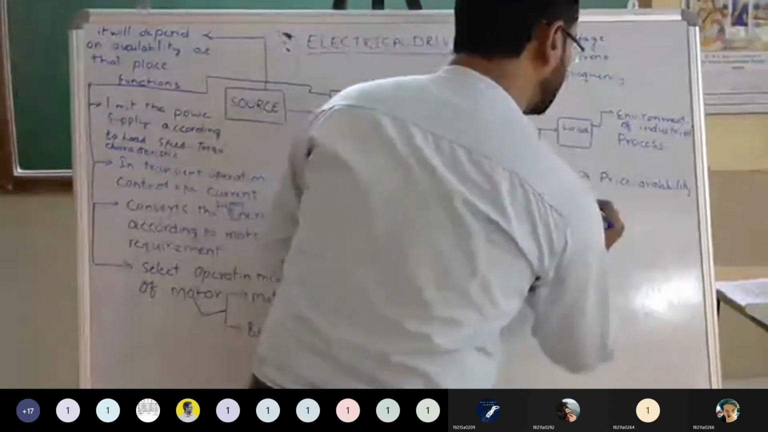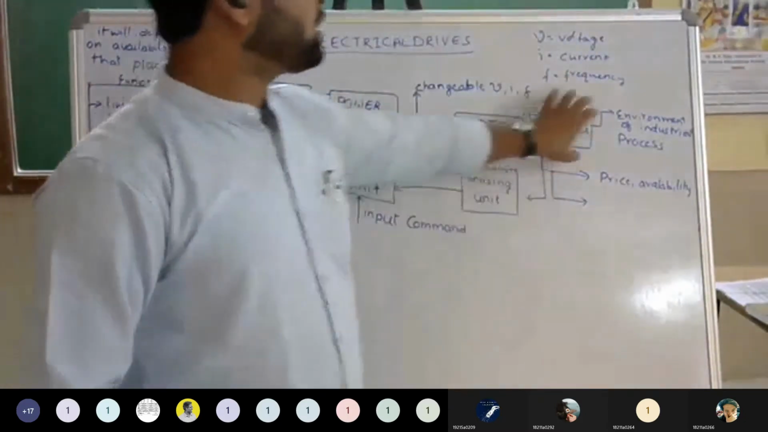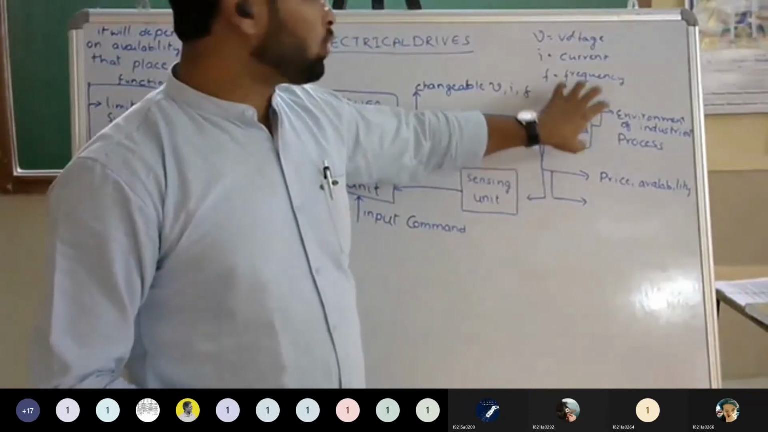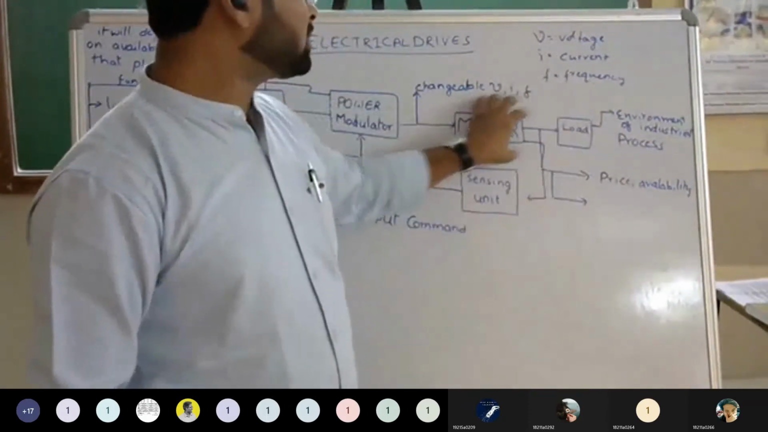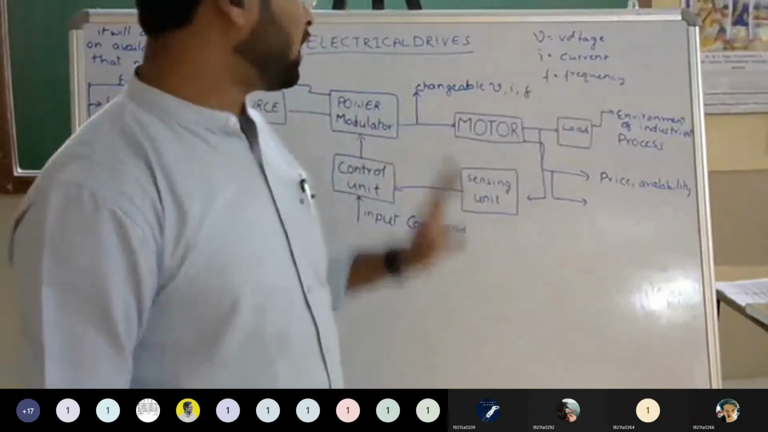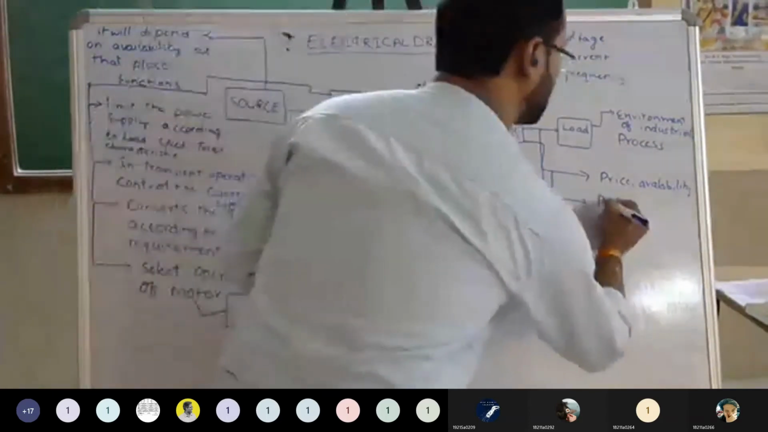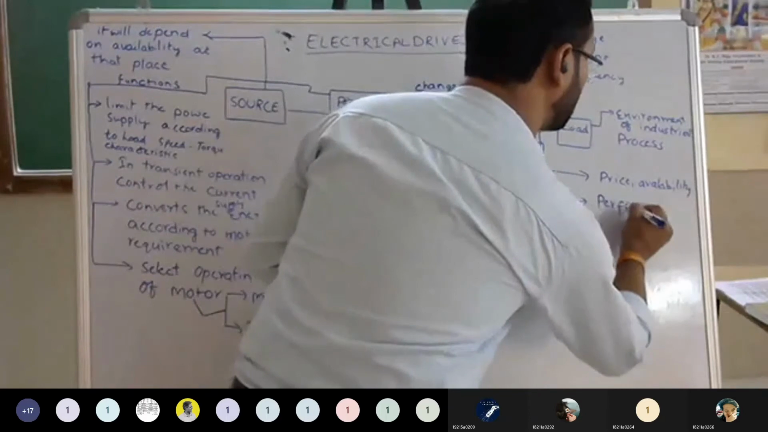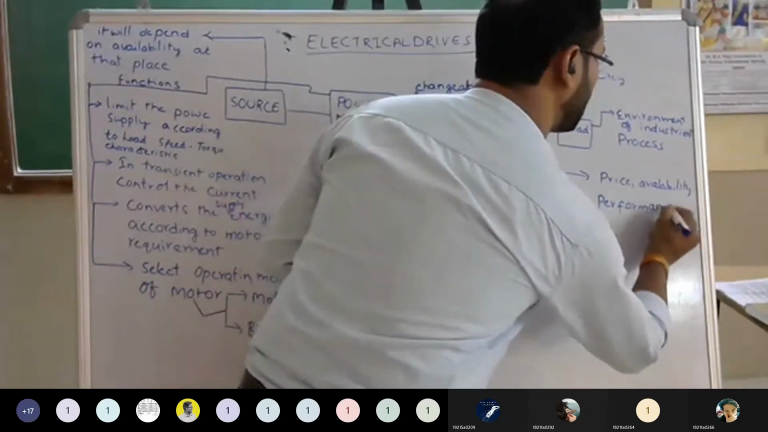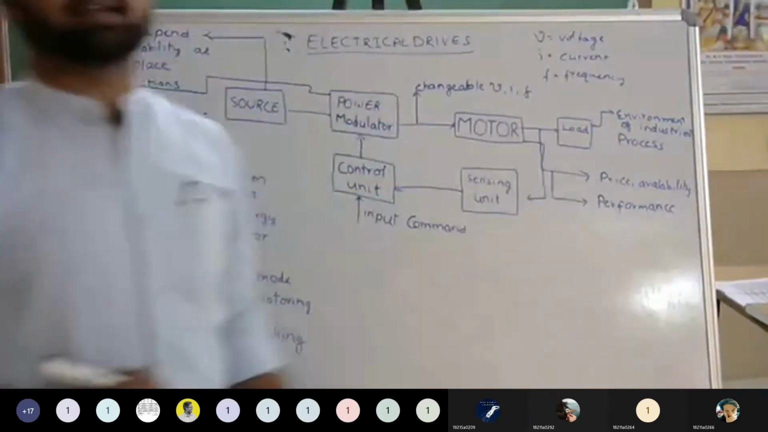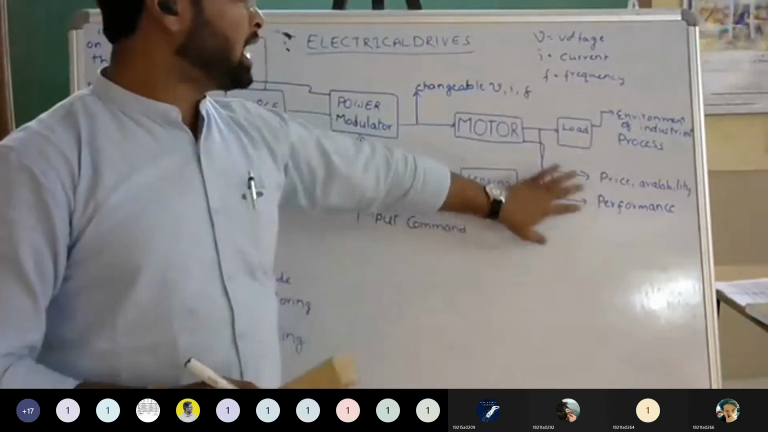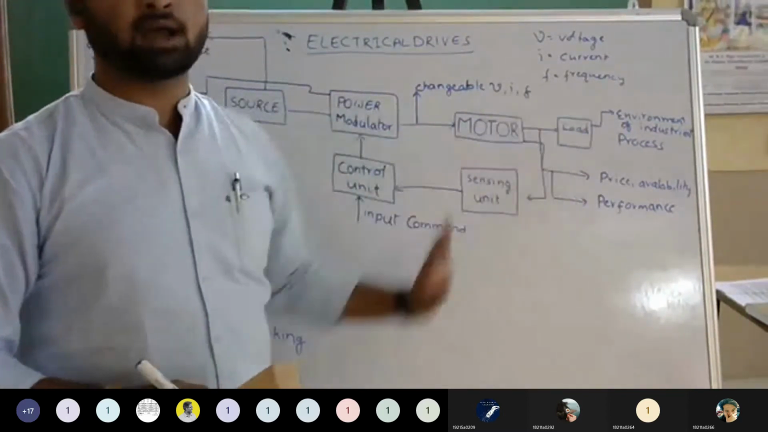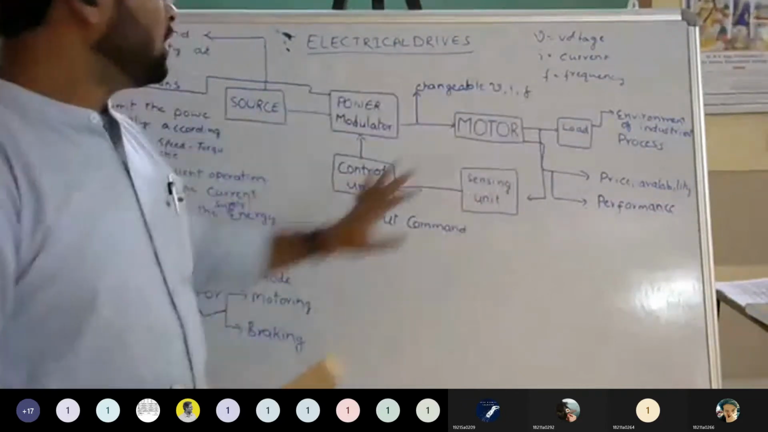And the second thing is the load requirement. For the load performance, is this motor preferable? Is this performance preferable for the load or not? So these two things we have to take care of while selecting the motor. What are the two things? One is price and availability, and the second is performance according to the load characteristics.